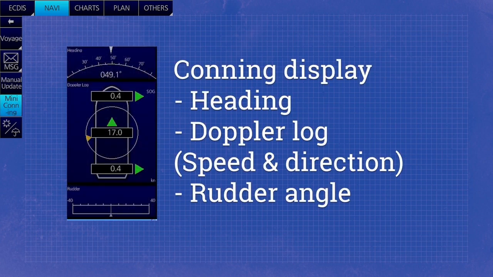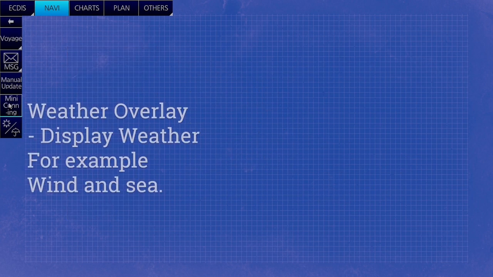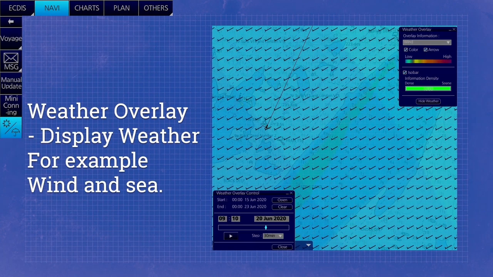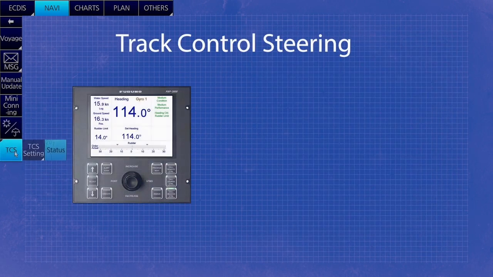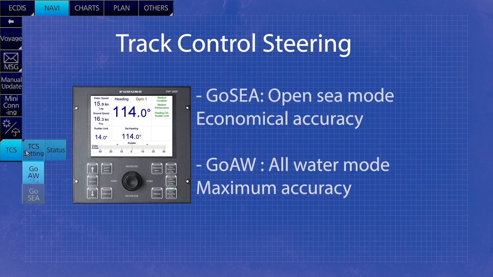The mini conning provides a conning display with heading, Doppler speed log and rudder angle. The weather overlay button is shown by a sun and umbrella. Here you can open your downloaded GRIB weather files, and display weather features on screen. TCS button, available if a track control system is connected. Here you can change steering settings, and see the status.